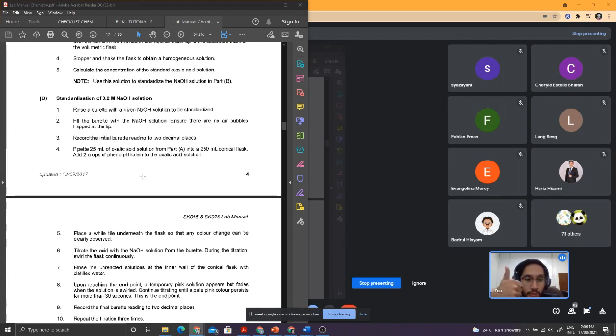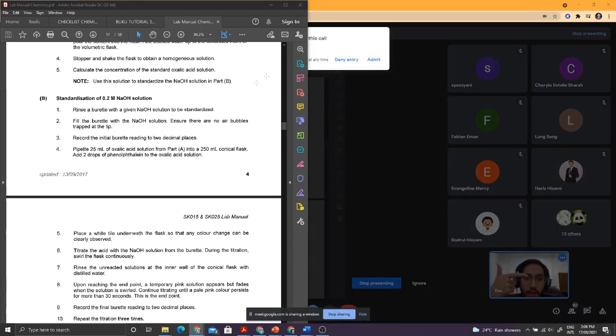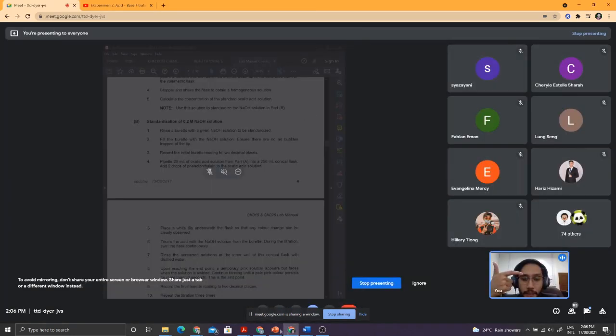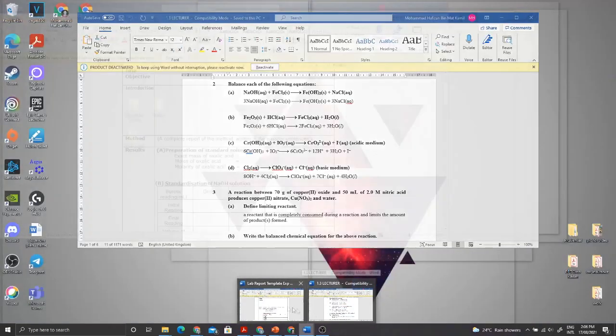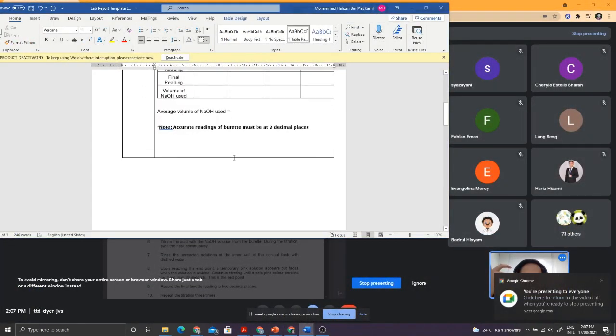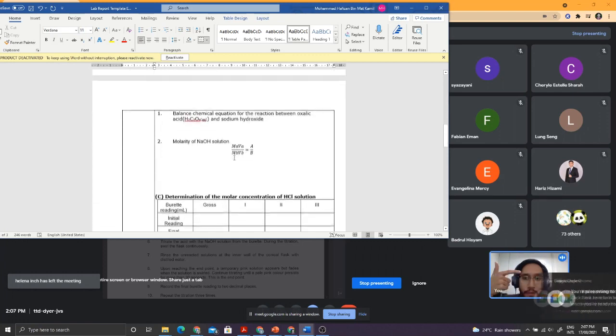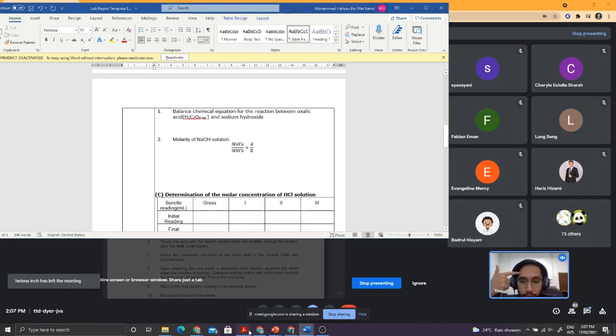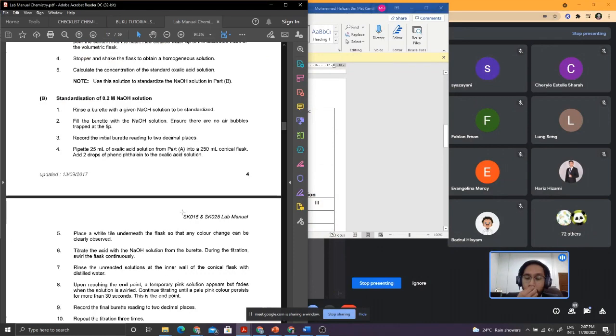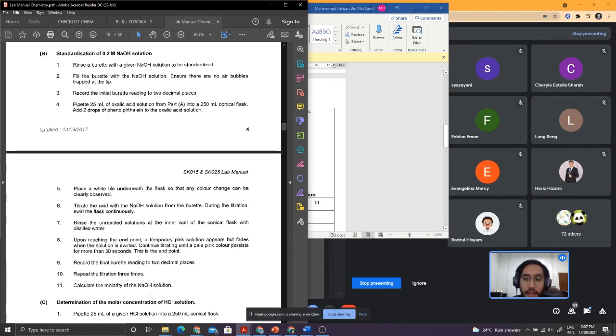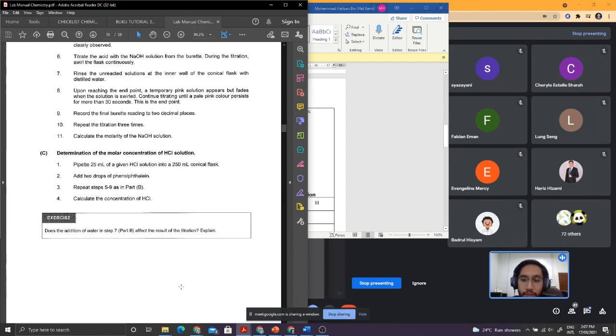Bila you guys dah tahu concentration of NaOH, you guys boleh buat lagi satu titration dengan NaOH yang you guys dah tahu dia punya concentration. So you guys boleh dapat dia punya molar concentration, HCl. So you guys akan titrate dengan HCl pula.